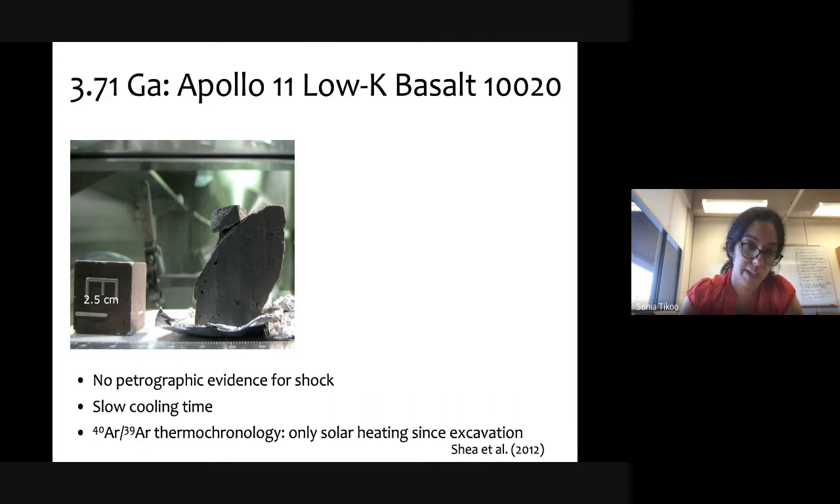It has a slow cooling time. It took probably days to weeks to cool down, and that is much longer than the expected 1 day or so maximum duration of impact-generated magnetic fields. So we wanted to be able to exclude that as an option for source of magnetization. And then finally, we had done argon-argon thermal chronology on this sample, which is temperature sensitive, and those results told us that this rock had only experienced day-night cycling to about 110, 120 degrees C since the rock formed, and that is much less than the Curie temperature of iron, which is 780 degrees C. So this rock cannot be thermally remagnetized on the moon.